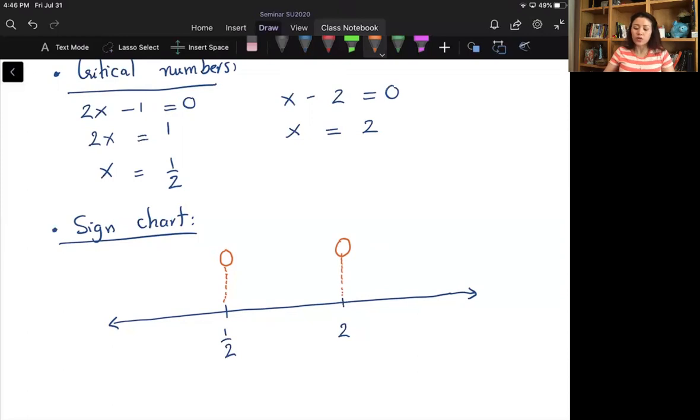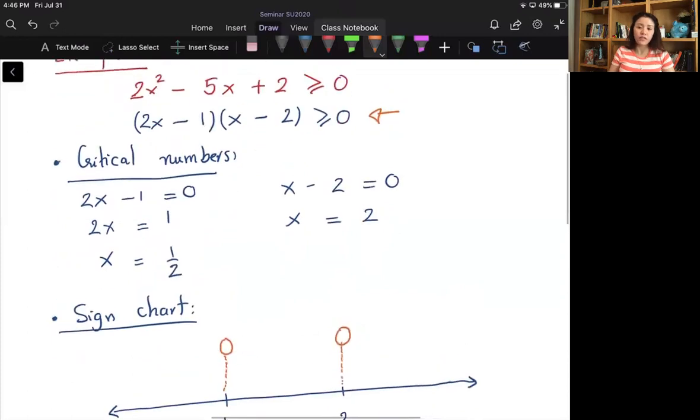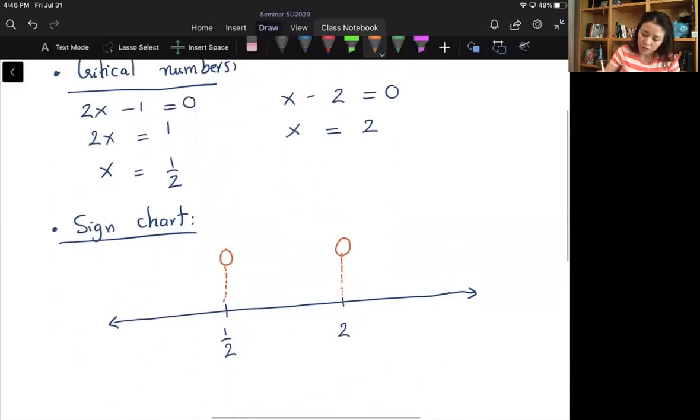So what we're going to do is pick a test number and plug it back into the original expression, or even the factored form, to see if it gives us a positive or negative sign. So the next thing, we pick a number. Here's negative infinity, here's positive infinity. From negative infinity to 1/2, I'll pick 0.